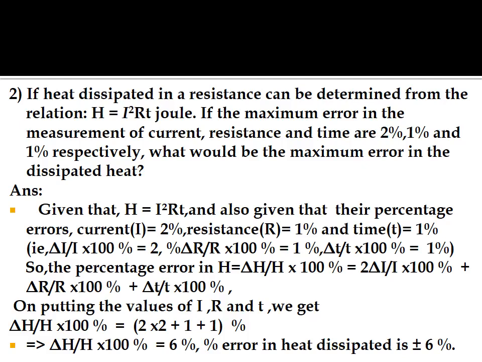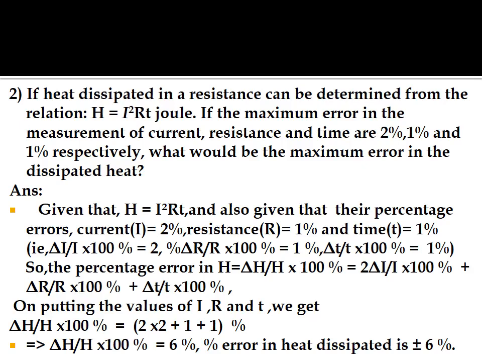In 10th grade class, you learned the Joule's heat energy. According to the heating effect of electric current, the amount of heat dissipated or lost by passing electricity through an electrical circuit or equipment is equal to I square RT. That is H is equal to I square RT.